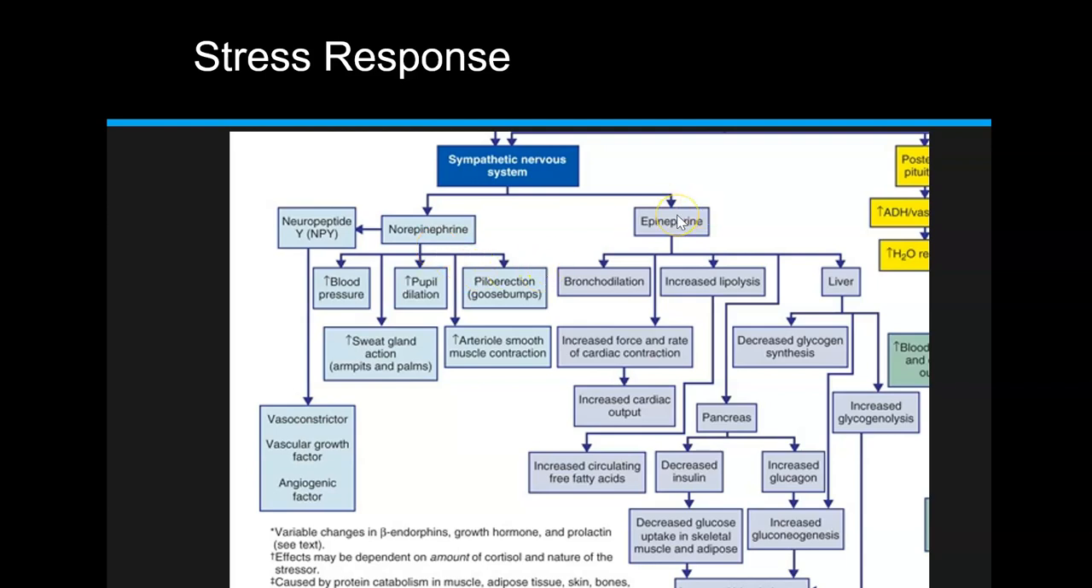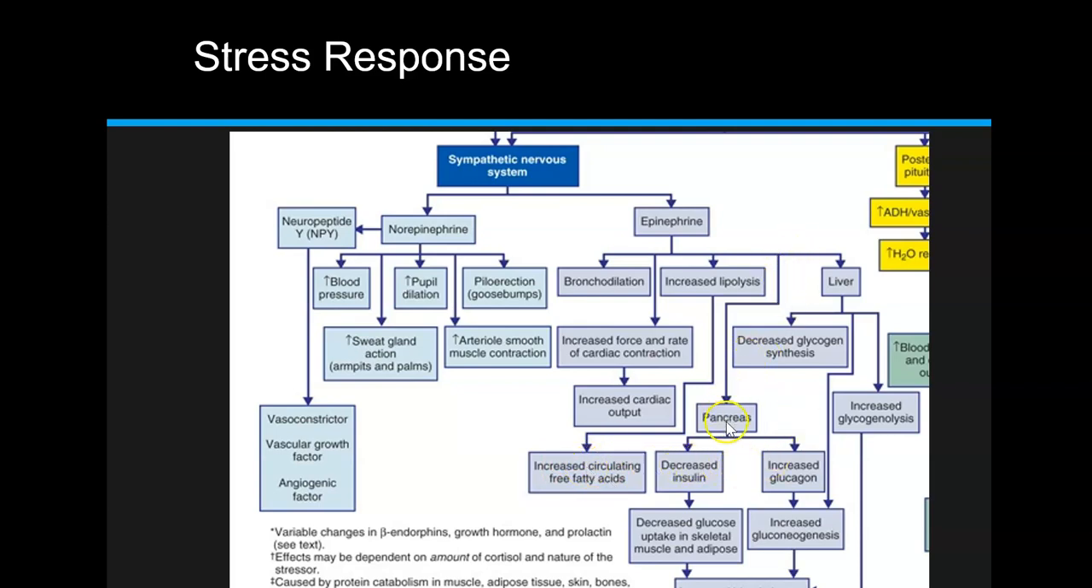Okay, so then on the epinephrine end, we get bronchodilation, so you can breathe better, increased lipolysis, so we're releasing fat so we can burn that as energy, increased force and rate of cardiac contractions, so your heart is beating faster and stronger. That increases cardiac output, which, by the way, increases blood pressure also. So the increased lipolysis here means, of course, there's more fatty acids circulating.